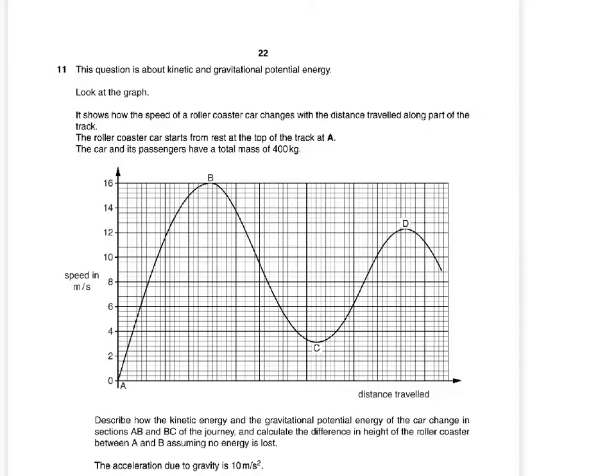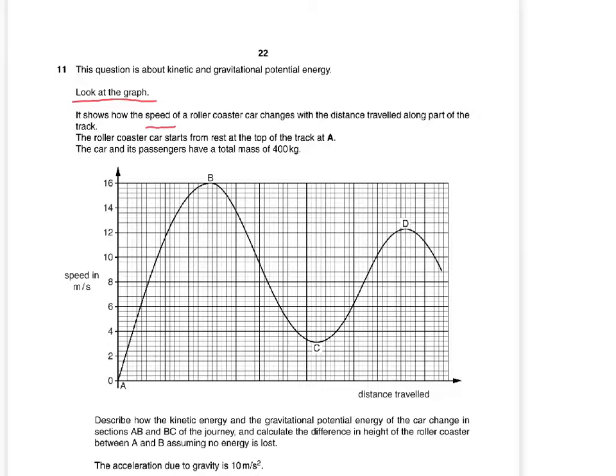They kind of just took the graph as looking like a roller coaster, so therefore that's what they were looking at. It's not true. You've got to understand what the graph is about. So it says, look at the graph. It shows how the speed of a roller coaster car changes with the distance travelled along part of the track.